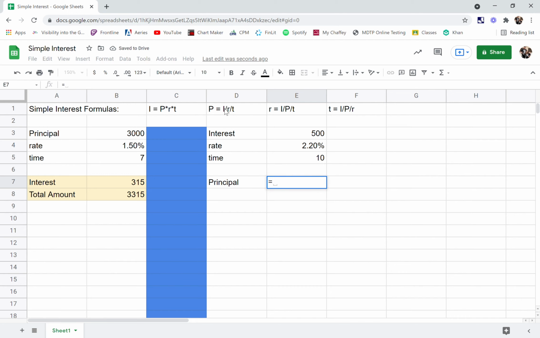Equals, follow this formula: interest divided by rate divided by time. So I click on the interest, divide by the rate, divide by the time. There's my answer, $2,272.73. If you want to change this into dollar form, which I highly suggest, click on that cell and then click on the dollar sign here. We might as well do the same thing for interest and total amount over here.